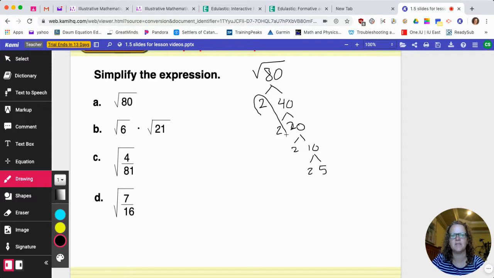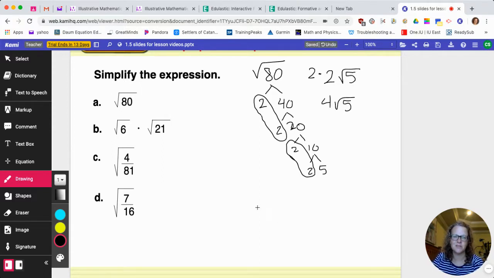Now, every pair of 2's I can take out of the radical. Another pair of 2's, I can take 1 out of the radical because it's a square root. And then the 5 is left over. So my answer is 4 root 5.